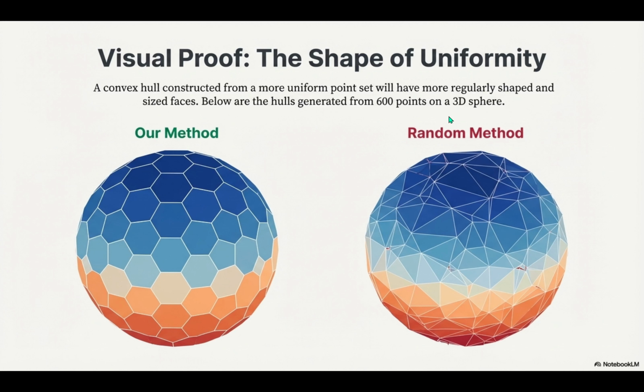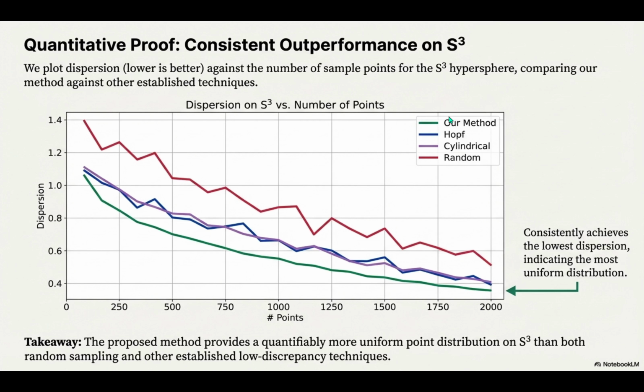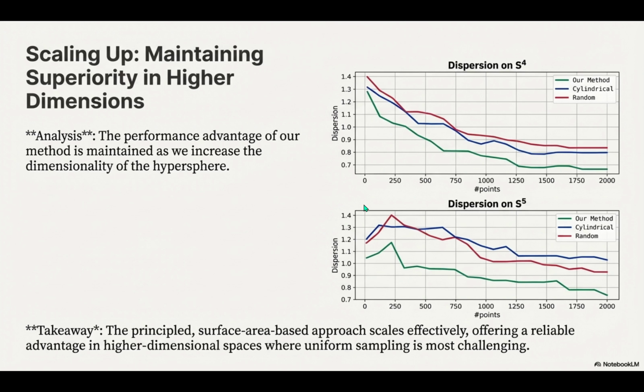The visual's one thing. What are the hard numbers, the dispersion results? The proposed method consistently achieved the lowest dispersion, across the board. Compared to random sampling, cylindrical mapping, and the Hopf coordinate method, this recursive approach was measurably, significantly better on S^3. And does that advantage hold up as you go to higher dimensions? Because that's where things get really tough. That's the most critical finding. The research confirms that yes, the superior performance is maintained and it scales effectively in higher dimensions, specifically S^4 and S^5. It really proves that the principled surface area-based math is just fundamentally better than the old ad hoc mapping.